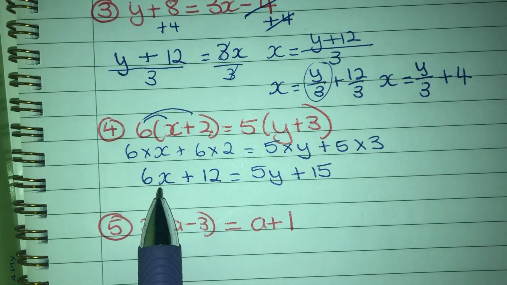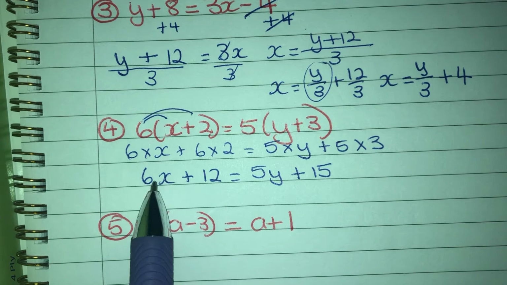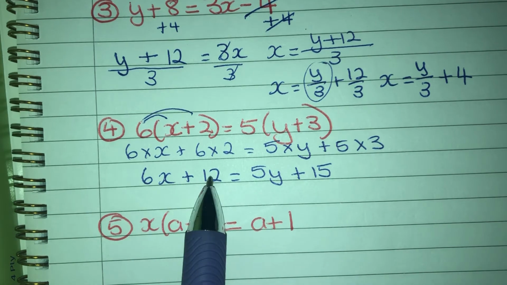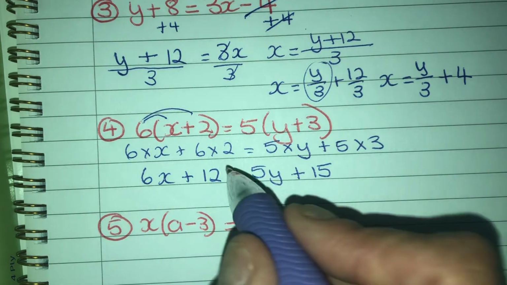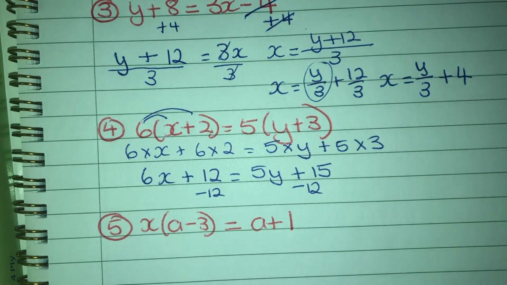Now we're trying to get x by itself. So we want to look at this left-hand side this time. What's furthest from the x? The 12 is. What's the opposite of plus 12? Well, it's minus 12. I should have given myself more room. So you should be working down the page.